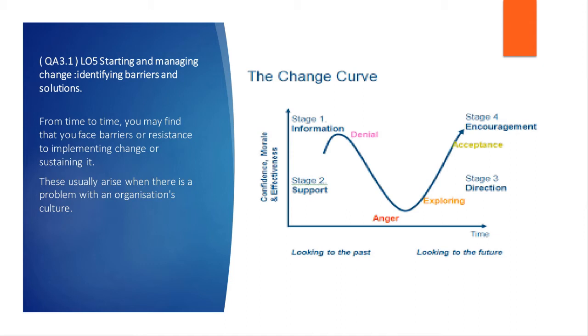From time to time, you may find that you face barriers or resistance to implementing change or sustaining it. These usually arise when there is a problem with an organization's culture. An effective manager should be prepared to have adequate information to hand to be able to provide a full picture of the situation, together with perceived benefits and advantages. Please refer to the task sheet for a supported learning task to reinforce this topic.